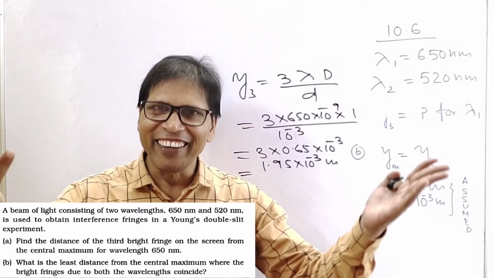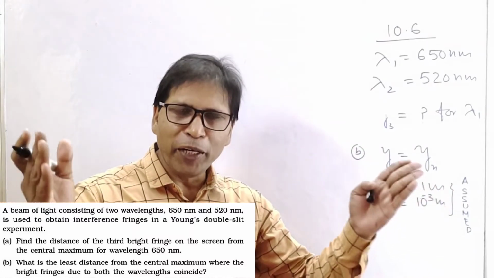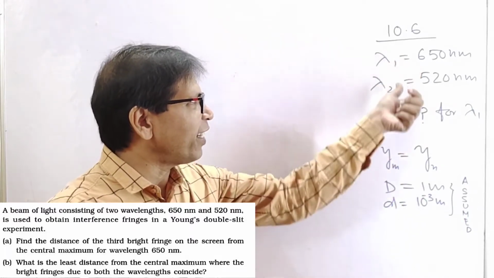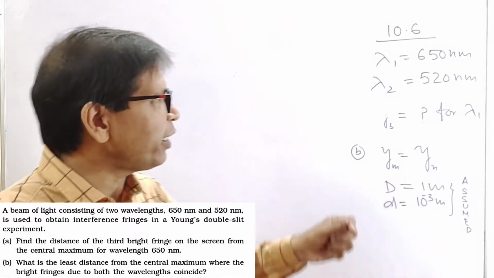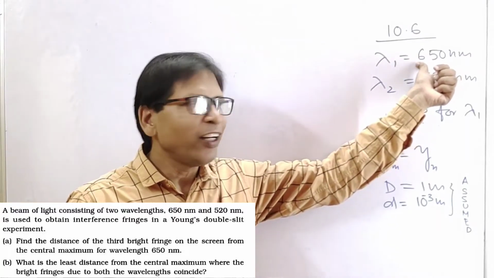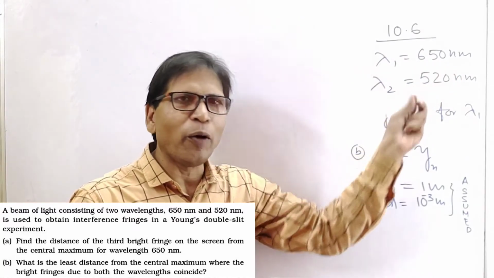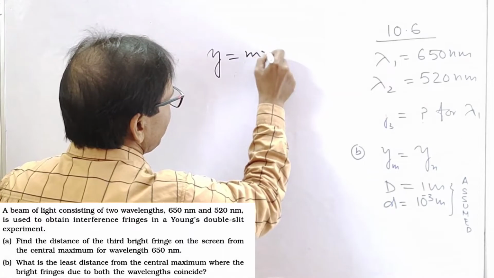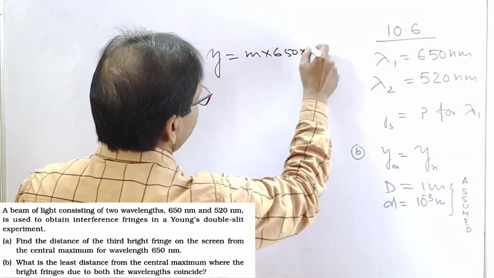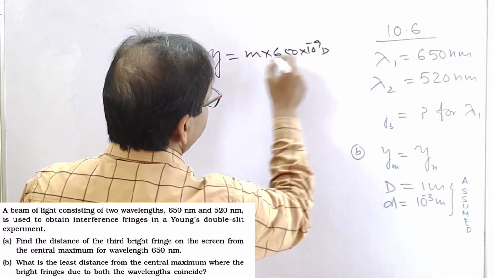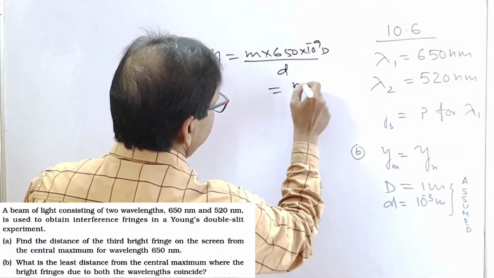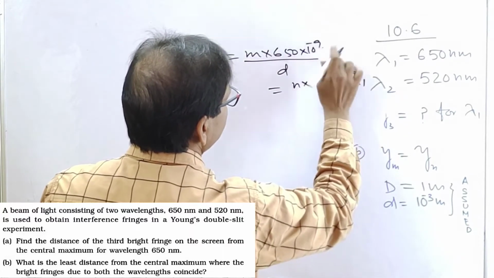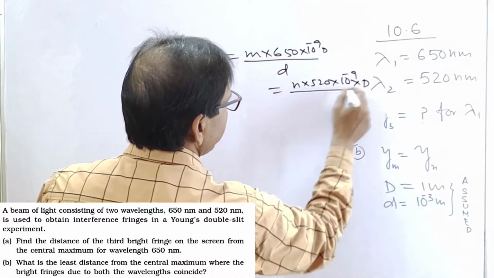Okay, understood? Now next, we have to calculate the minimum distance from the central fringe where bright fringes of this color and this color coincide. Consider the mth order of lambda 1 coinciding with the nth order of lambda 2. So y equals m into 650 into 10 to the power minus 9 capital D by small d. This equals n into 520 into 10 to the power minus 9 into capital D by small d.